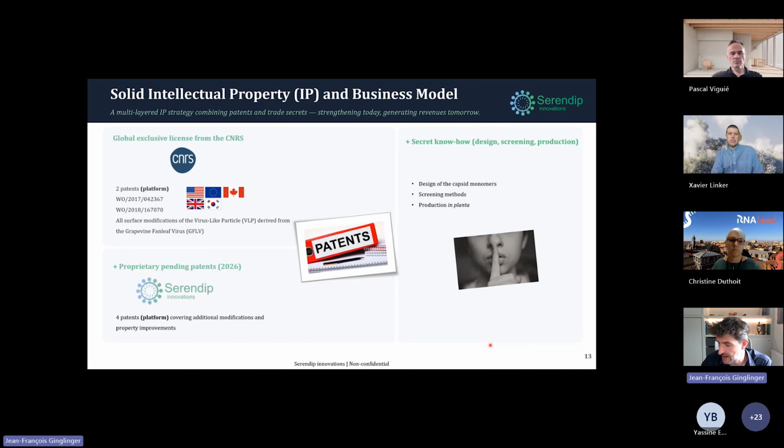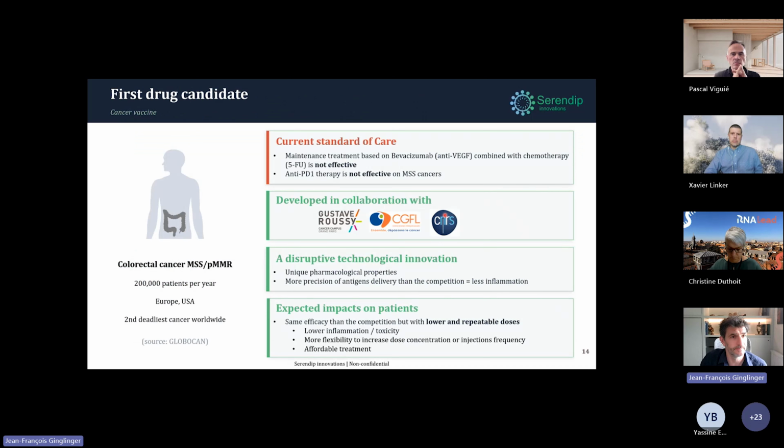This is all protected by intellectual property, by patents, obviously. We're continuing to file new patents to protect modifications and improvements of the technology. And our IP strategy also relies on the secret, on the know-how, especially concerning the production in Planta.